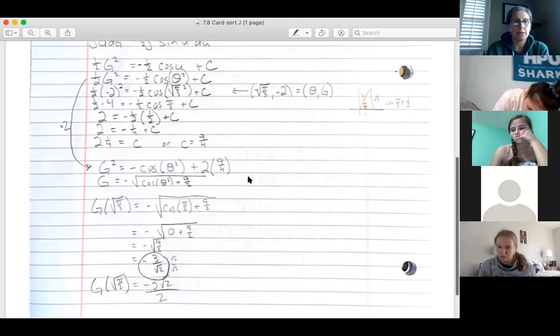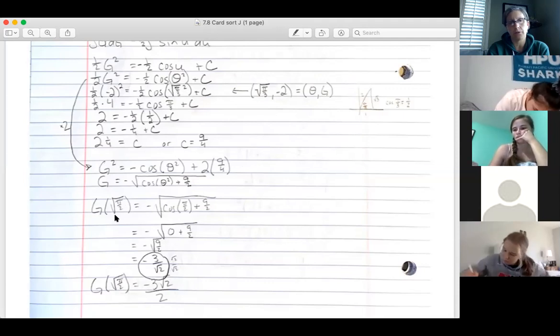so then it was just a matter of solving for G and then substituting in that square root of pi over 2, because that's what the final answer they're looking for is: the value of G at the square root of pi over 2. So I'll leave that there and let you guys ask questions if you have any.